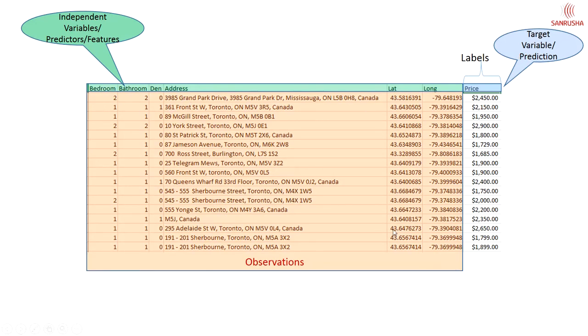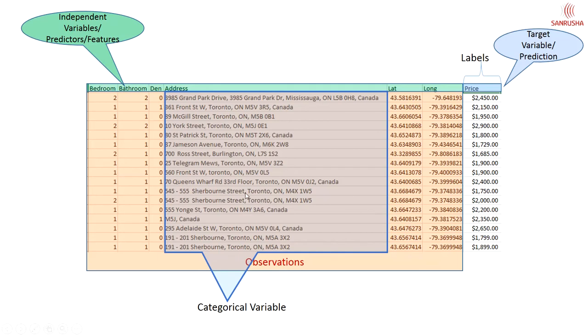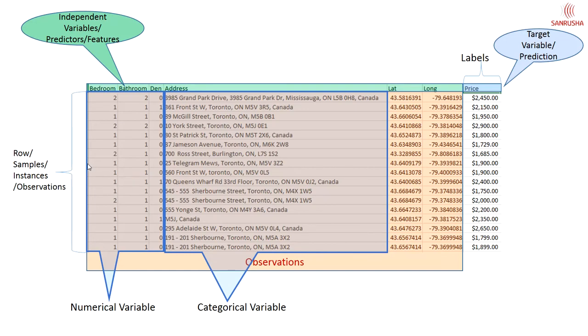All the feature values are also called observations, and if the feature values are text values, they are called categorical variables. If they are numerical values like 1, 2, 3 and all those values, they are called numerical variables. And in most cases, you have to convert the categorical variables to numerical variables before passing them to machine learning algorithms. Also, each row of feature values is called a row, sample, instance, and observation.